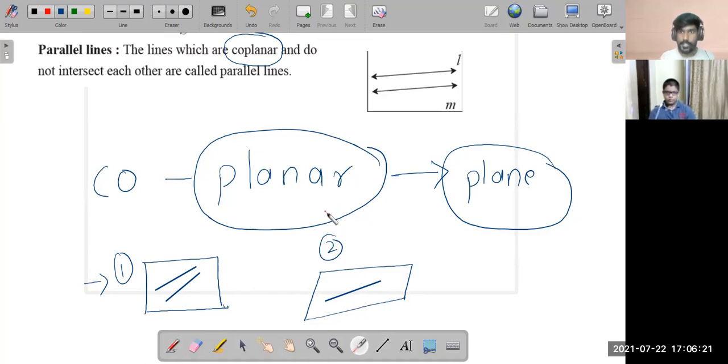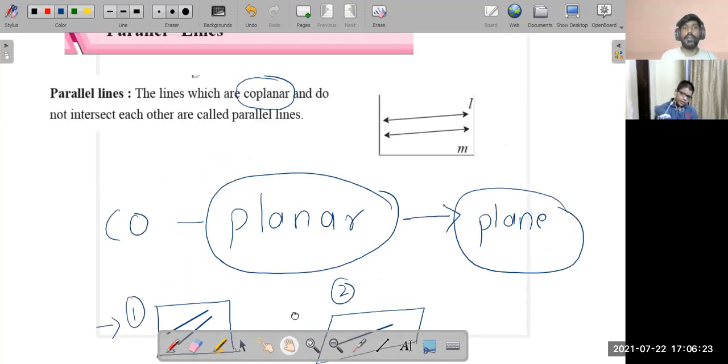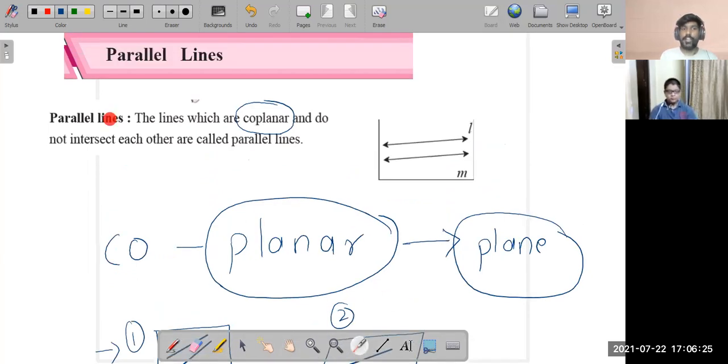Is the word coplanar clear? Okay. Yes, sir. Now, the definition of parallel lines says that the lines which are coplanar, that means they lie in the same plane, and they do not intersect. This you might be knowing, that lines which do not intersect are parallel lines. But the main point you have to keep in mind is that they should be coplanar. That means those lines should lie in the same plane. Is this fine? Yes.